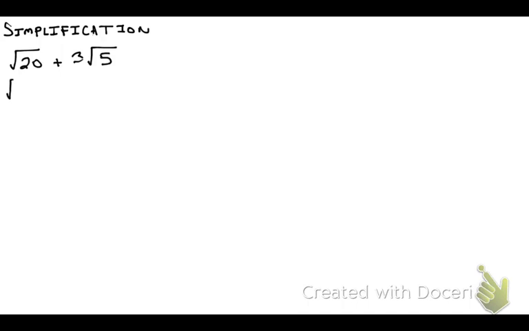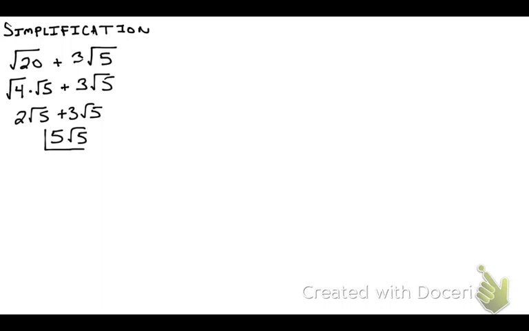We know that the square root of 20 is the square root of 4 times the square root of 5. The square root of 5 doesn't simplify at all. And we know the square root of 4 is 2. So this is 2 root 5 plus 3 root 5, which altogether is 5 root 5. There's nothing left to simplify, so we're done.